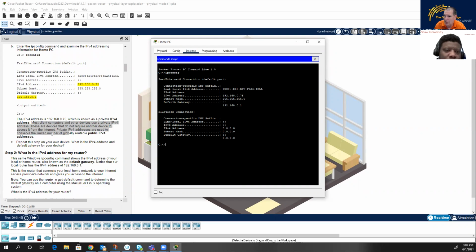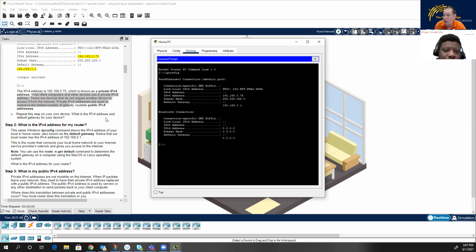The next thing it says is, what is the address of my router? Well, your router is always your default gateway. So your router's IP address is 192.168.0.1. So this is showing that your home PC is connected to 192.168.0.1. And that is the router, and that's how we get out of our network. If this was a real PC or a real network, we could actually do a route print, and we could see the default gateway and where it's at. But this is showing you that that's the default gateway.